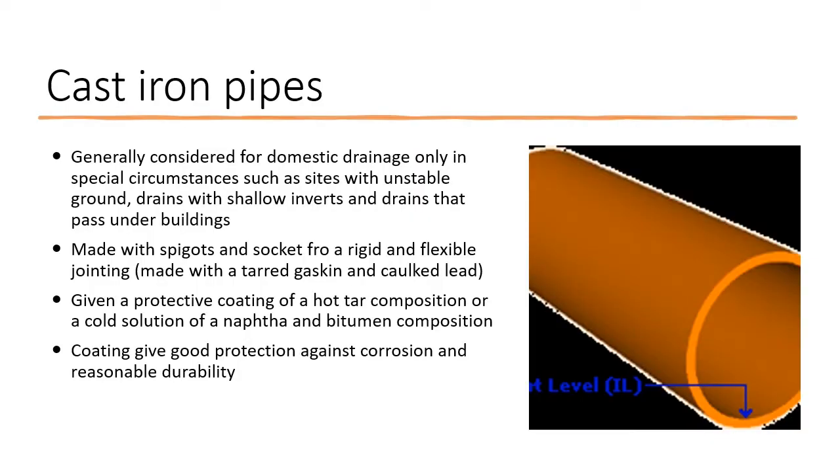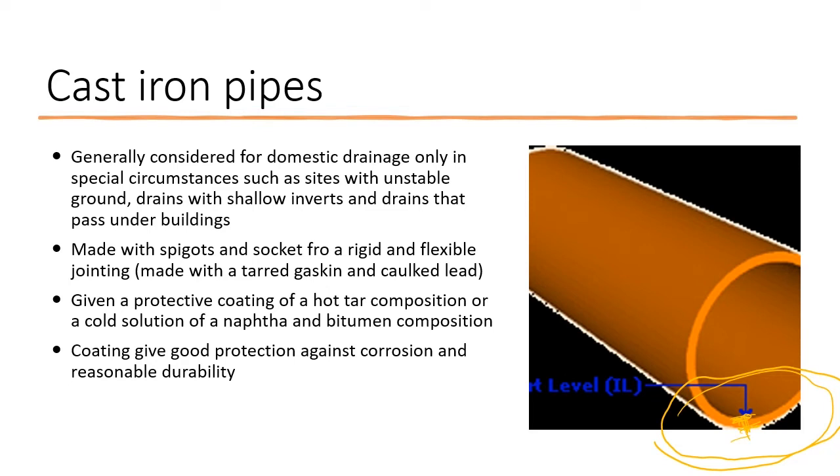Cast iron pipes, generally considered for domestic drainage only in special circumstances, such as sites with unstable ground, drains with shallow inverts, and drains that pass under buildings. Maksud shallow inverts tu, as you can see dekat sini, thickness dia nipis so ini shallow inverts.